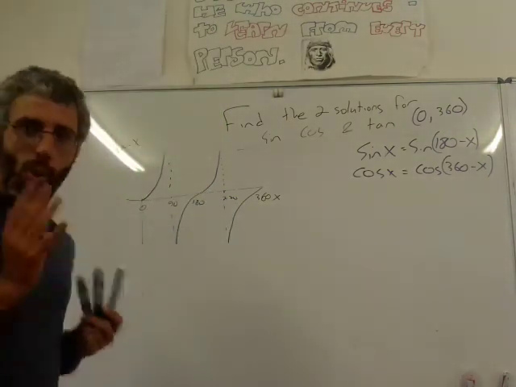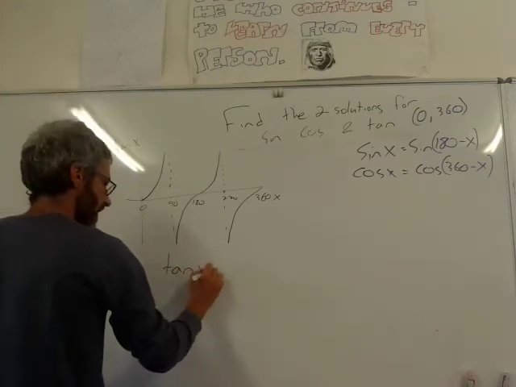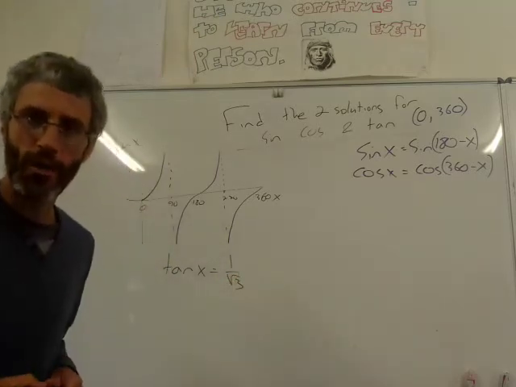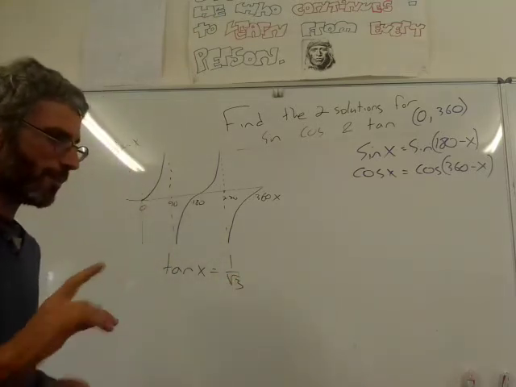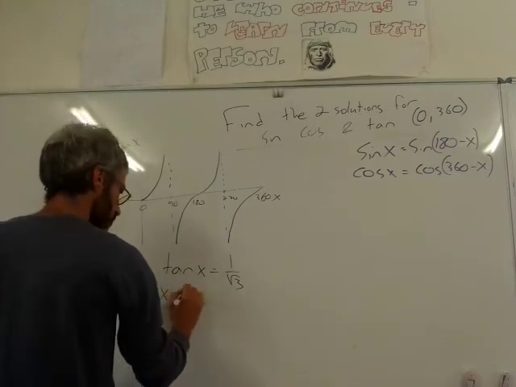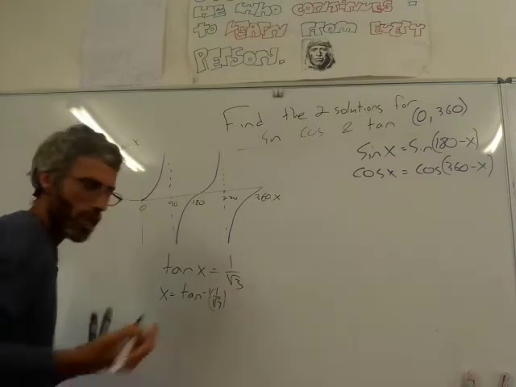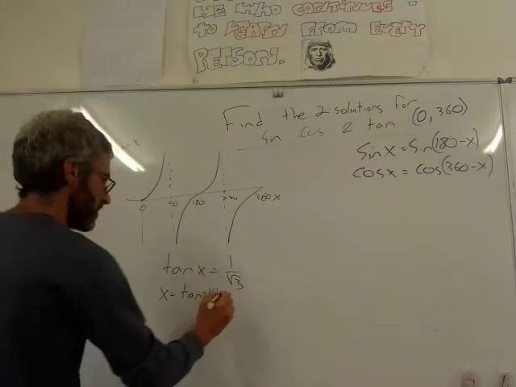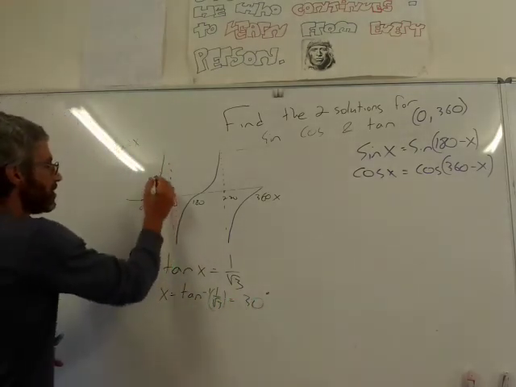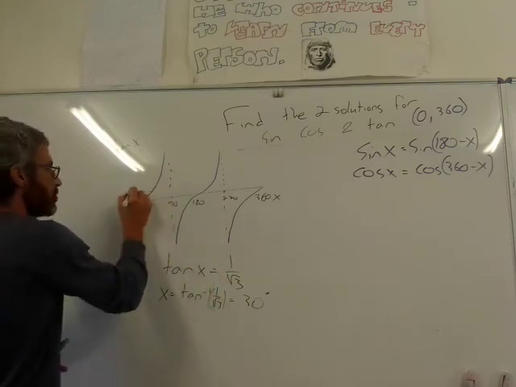But why did I do it? Let's say I'm trying to find tan x equal 1 over square root 3, which we spoke about. The solution for that is x equals tan inverse of 1 over square root 3. You can put it in the calculator, but it's one of these things you've got to remember. It's 30 degrees. So at 30 degrees, this is 1 over square root 3.